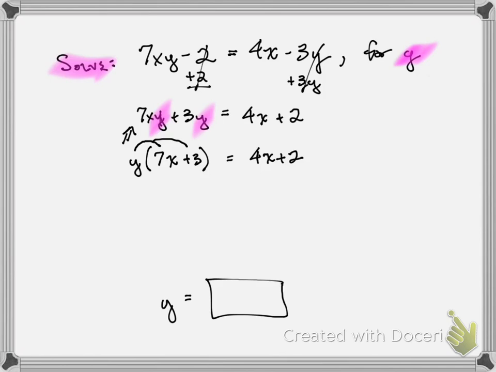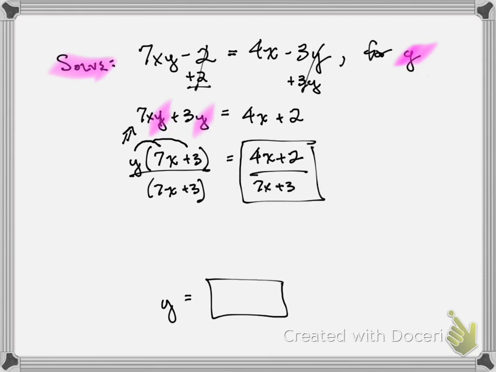But by factoring out a y, I can now divide by that quantity 7x plus 3, divide by that quantity 7x plus 3, and I've isolated y. I've solved for y. And so y is equal to 4x plus 2 over 7x plus 3. Now I know the temptation is probably there to cross out your x's. We'll talk more about why you cannot in class, but you cannot cross out those x's.